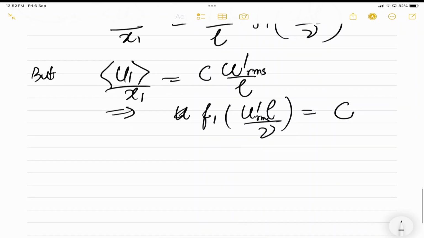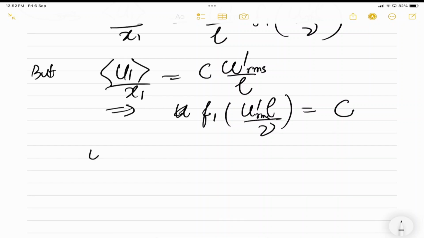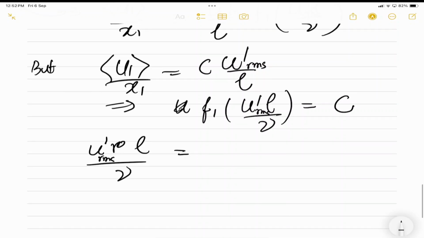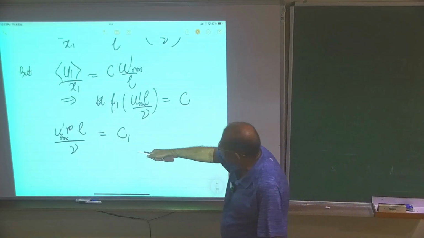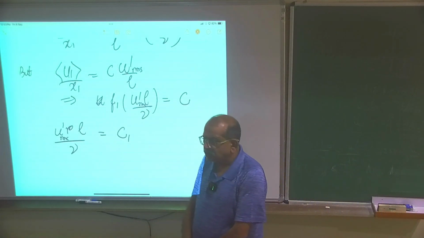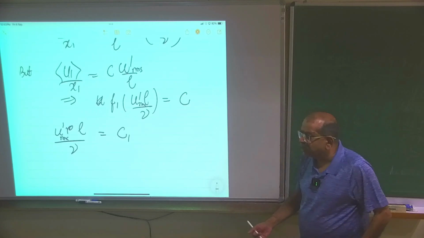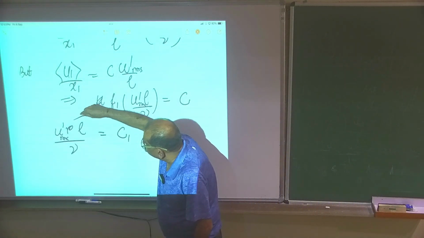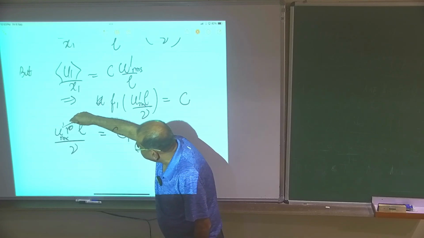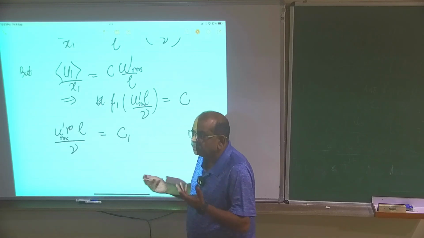So, what this tells us is U prime RMS times L upon nu must be some constant. This is a function of Reynolds number, which is constant, so Reynolds also has to be constant. So U prime L upon nu has to be some constant C1. So this gives you the second relation between U and L: U prime multiplied by L must be a constant.